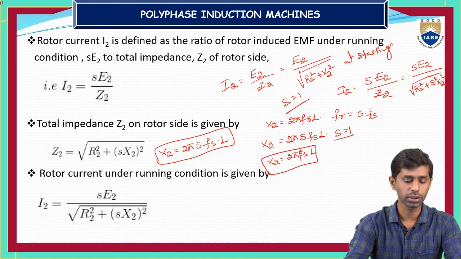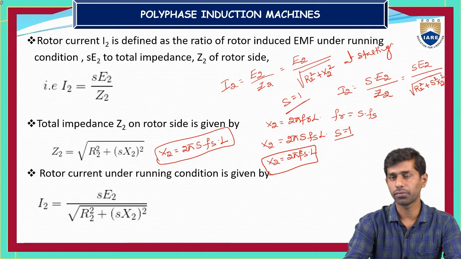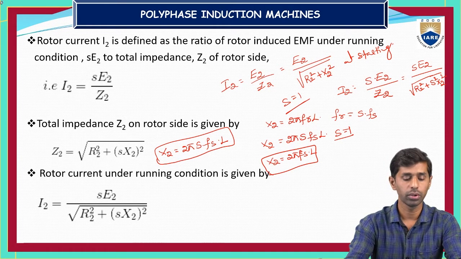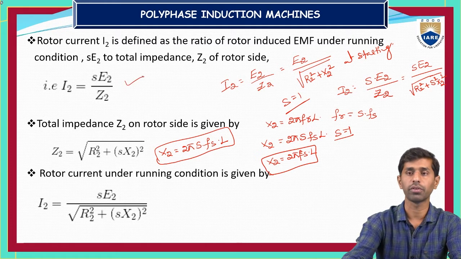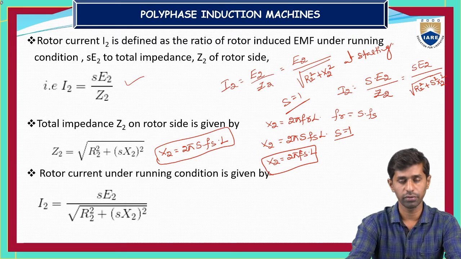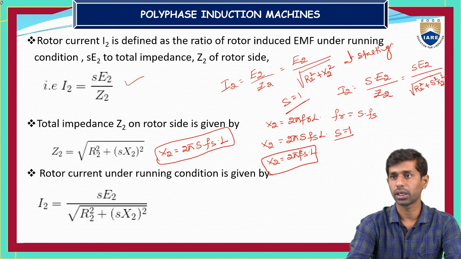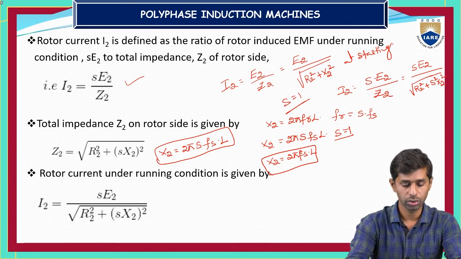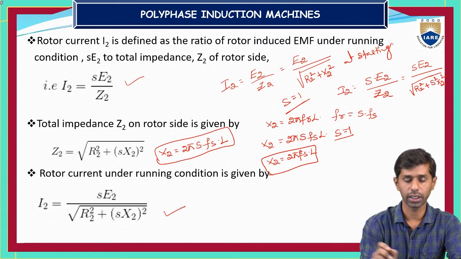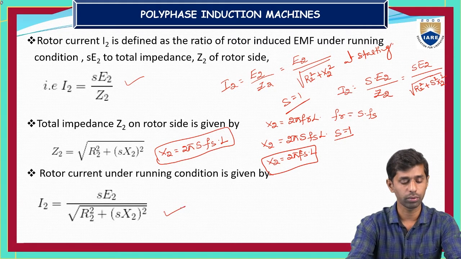Similarly, we write the expression for the current in the rotor circuit, equal to slip times the induced EMF divided by impedance. We know the formula for impedance is the square root of R2 square plus (s X2) whole square. Inductive reactance depends upon the slip of the induction motor. So we can derive the expression for the rotor current I2 equals s E2 by the impedance of the rotor circuit.